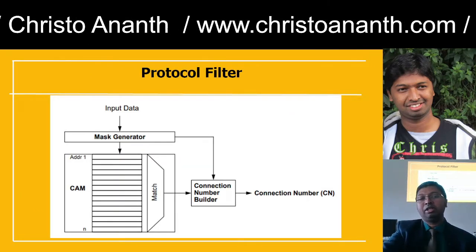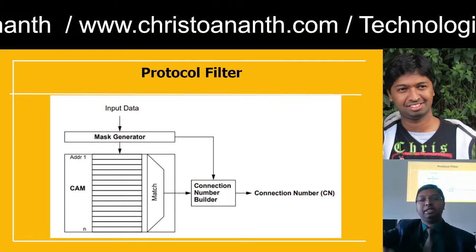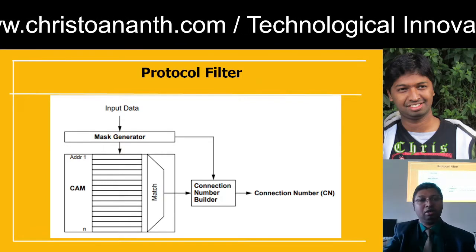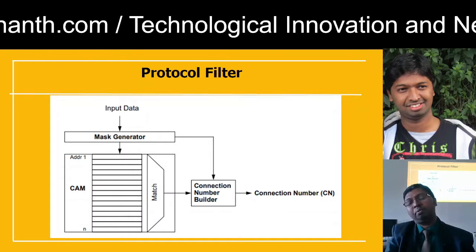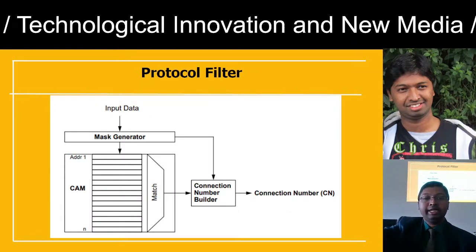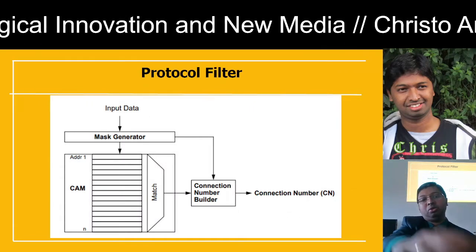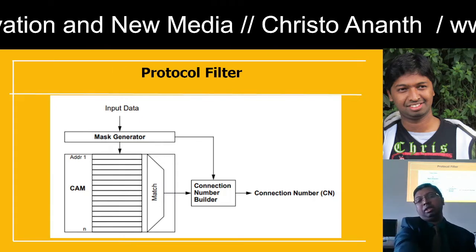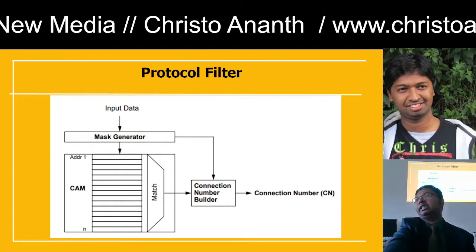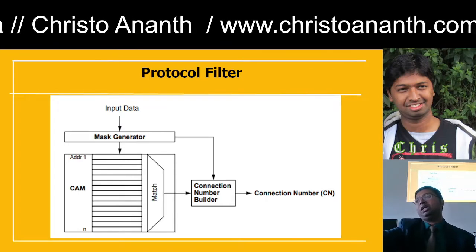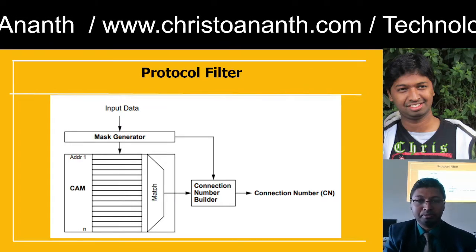Mask generator we already talked about. From the input data, it is going into the mask generator. From this, the mask has been generated and it has been compared with the CAM. So when it is compared and it is equal, it means the match is found, and from that the connection number builder will be producing a unique connection number.